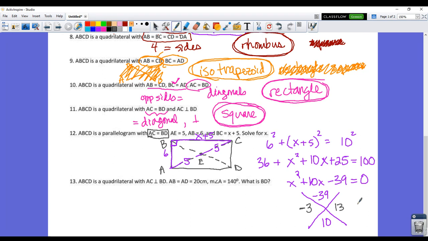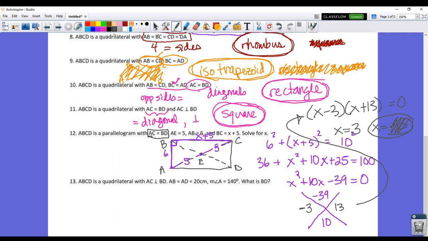Sorry, I don't have any more space, so I'm going to come up here with it. This factors to (x minus 3)(x plus 13) equals 0. If x minus 3 equals 0, that means x equals positive 3. And if x plus 13 equals 0, x equals negative 13. Because this is geometry, we can't have a negative length, so we throw out the negative 13. So x equals 3 is the solution to number 12.